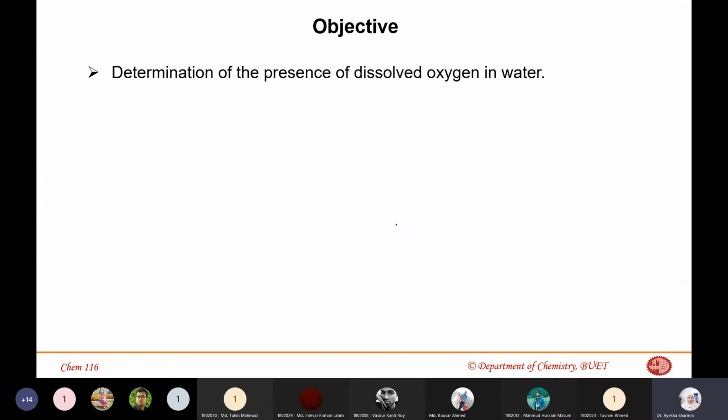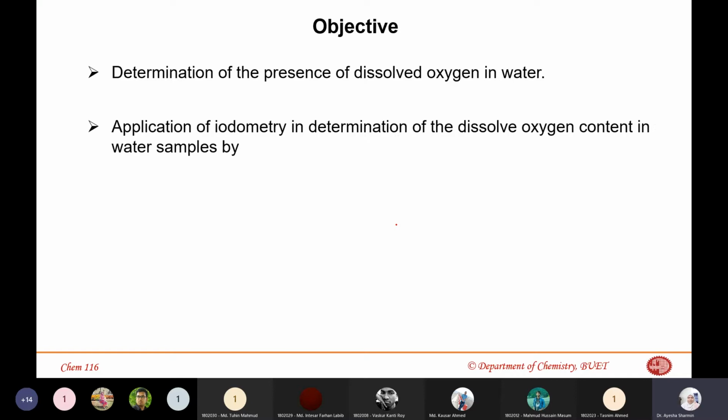Okay. So the objective is simply the determination of the presence of dissolved oxygen in water. So this is the qualitative analysis, how you can find the presence of dissolved oxygen in water. You know that dissolved oxygen reacts with potassium iodide in the presence of acid. So if you do that experiment, you can find that there is some dissolved oxygen present if you see a brown color form. However, we are not just stopping there. Our main purpose is the application of iodometry in determination of the dissolved oxygen content in a water sample by titration.